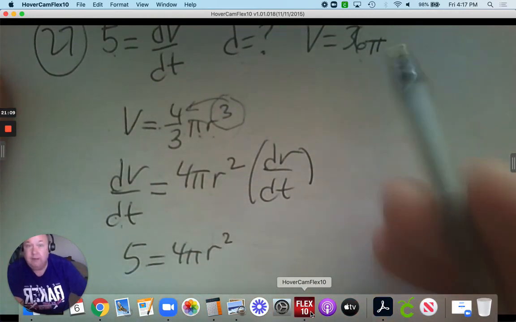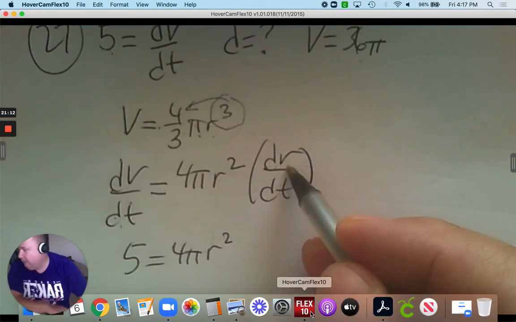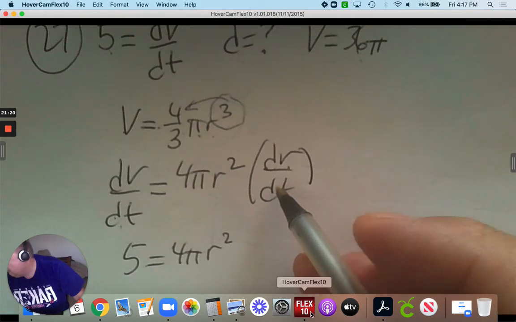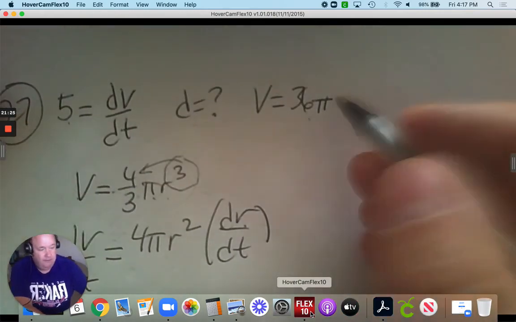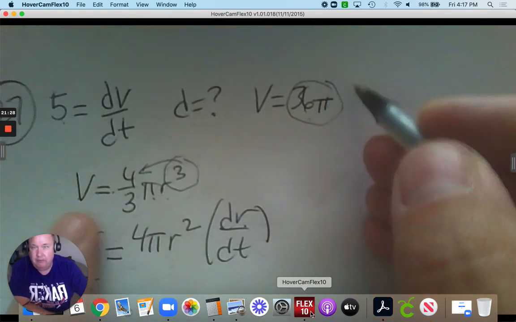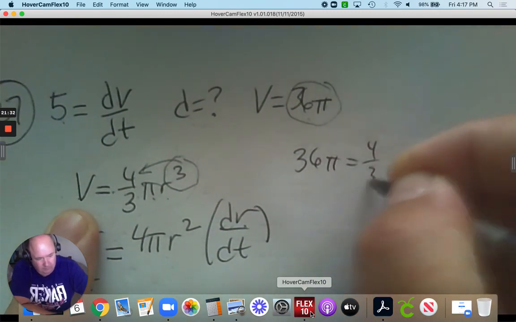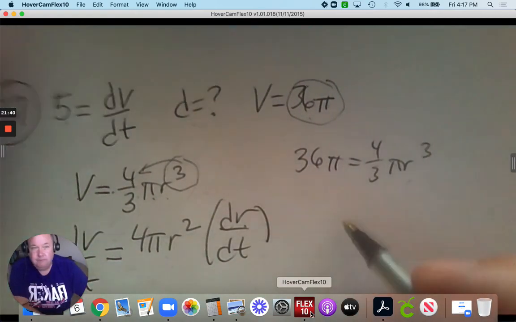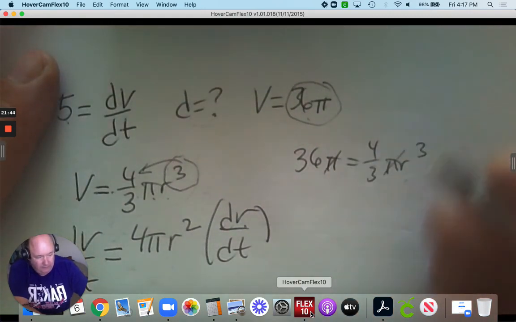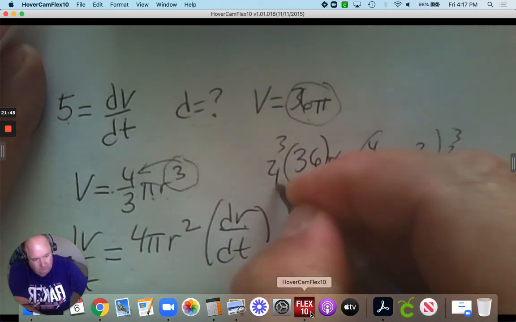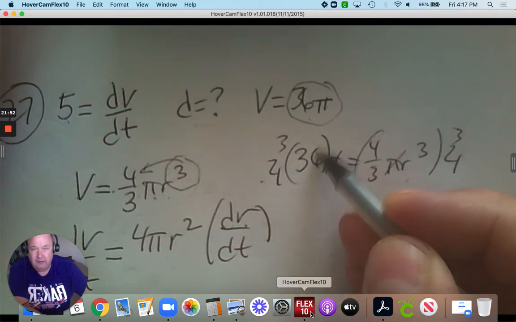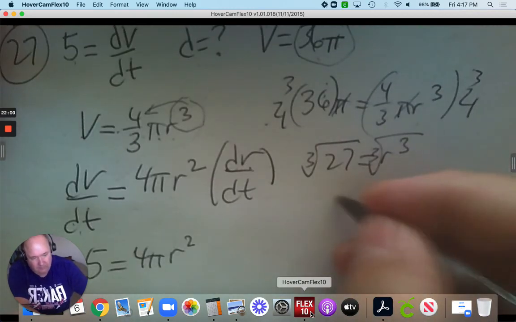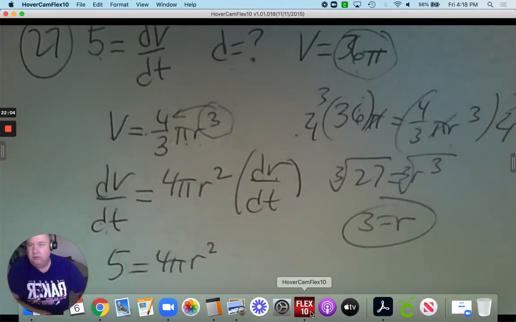The radius I don't know, but it definitely connects us to the diameter. The rate of the radius. Do I know the rate of the radius? I don't. But you know what I can do? Look at this. With this formula, I could plug 36 pi in for v. Right? And I could find the radius when the volume is that. So the pi's divide out, multiply by the reciprocal. And 4 goes into 36 9 times, and 9 times 3 is 27. And then the cube root of 27 is 3. So the radius in this situation is 3.